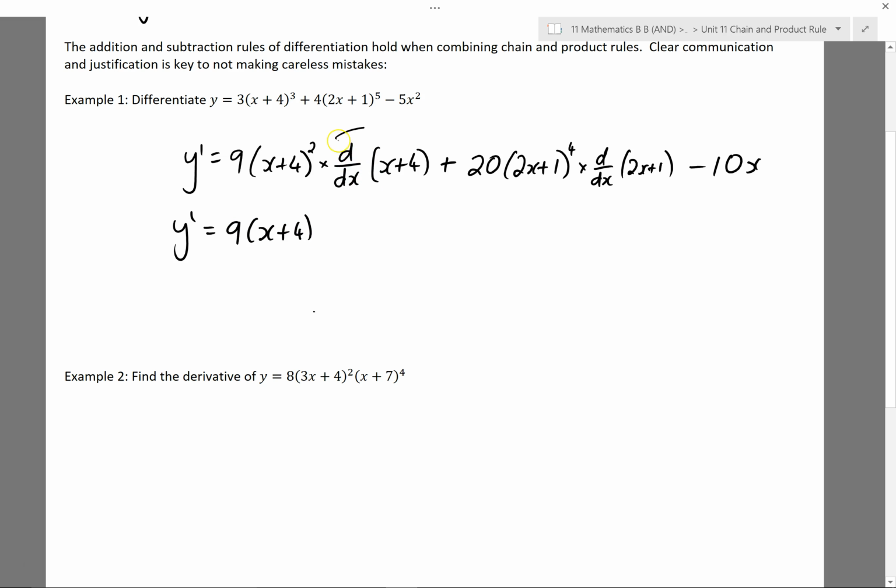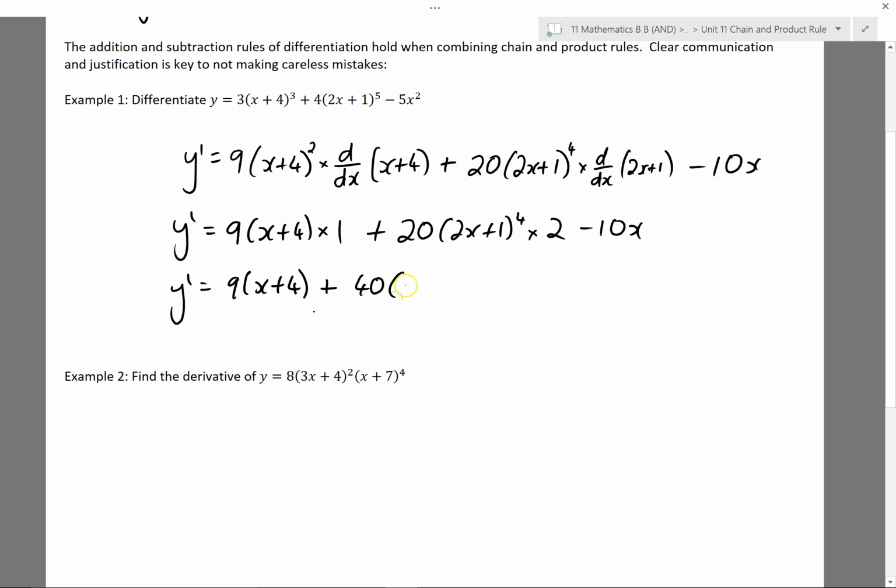Okay, from here, I'll do these two derivatives. So the derivative of x plus 4 is just 1. The derivative of 2x plus 1 is 2. And I can do some simplifications. So I've got 9(x plus 4)^2 plus 40(2x plus 1)^4 minus 10x.